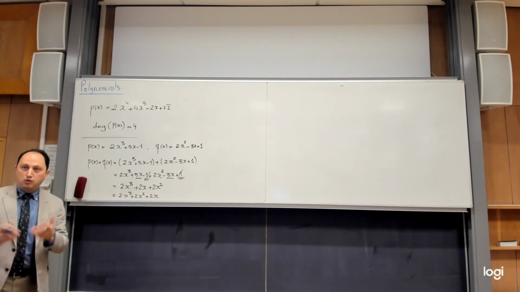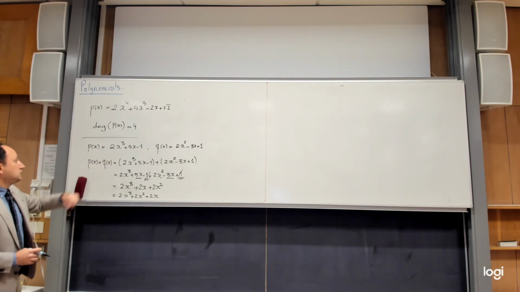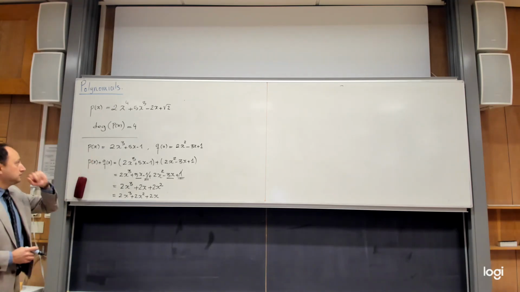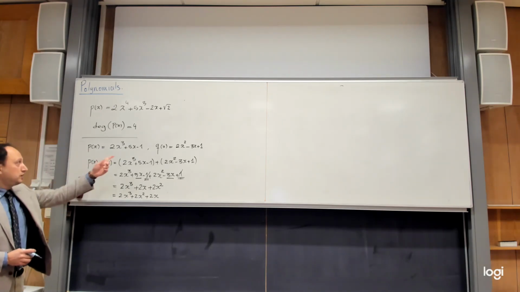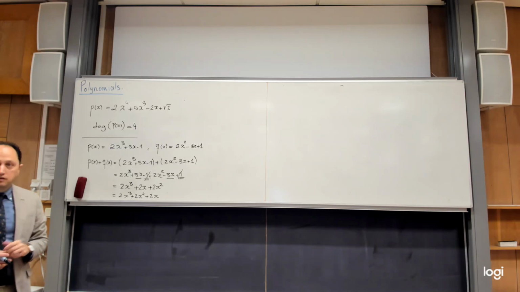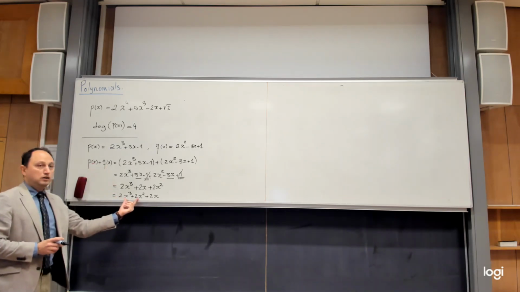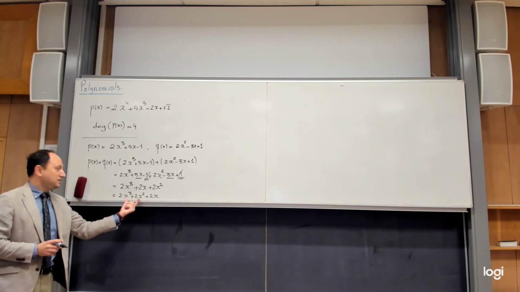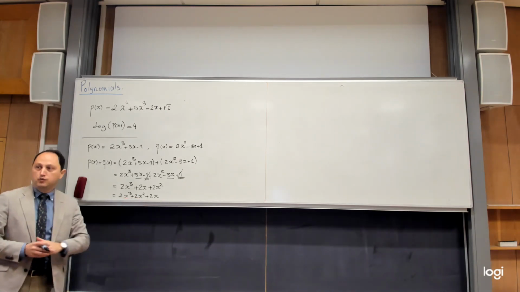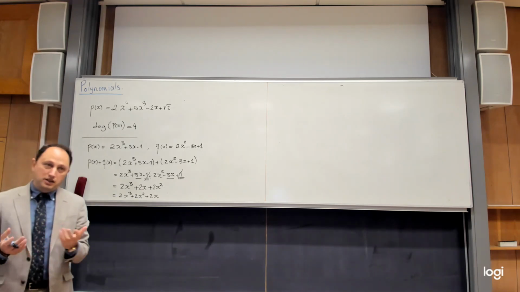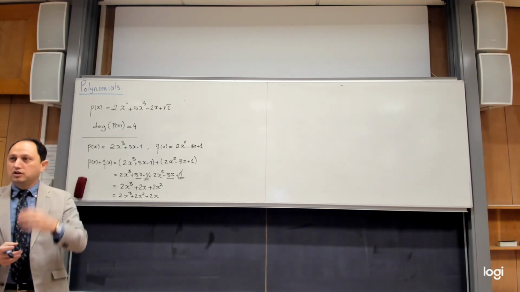Okay? So now one question. If I ask you what is the degree of p(x), what is the answer? 3. Yes. What is the degree of q(x)? 2. When I add them, I get a new polynomial. If I ask you what is the degree of this new polynomial, what would be your answer? 3. It's again 3. So now what is the general rule behind that?